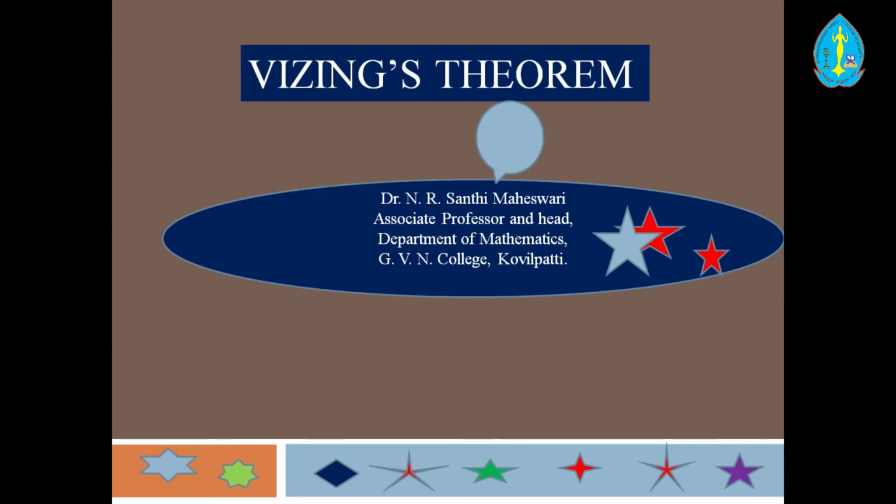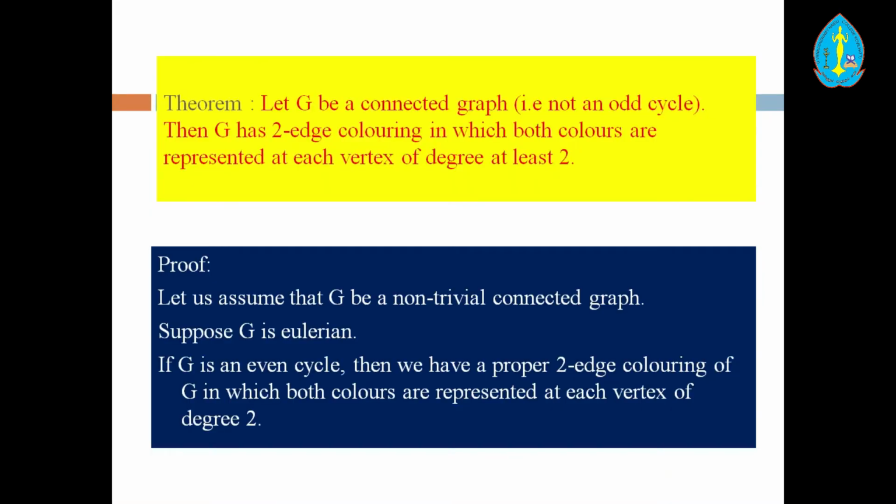Today we are going to see the Vizing theorem. Before that, we will see some results. Let G be a connected graph that is not an odd cycle. G has a two-edge coloring in which both colors are represented at each vertex of degree at least 2.